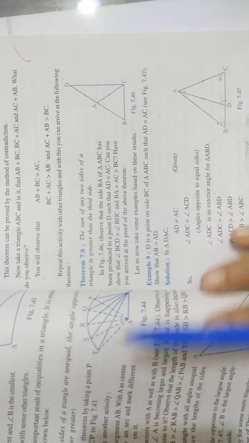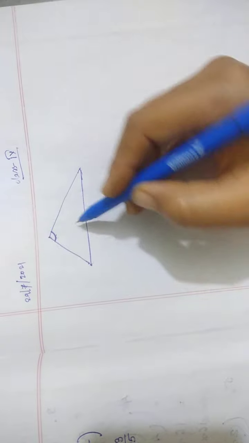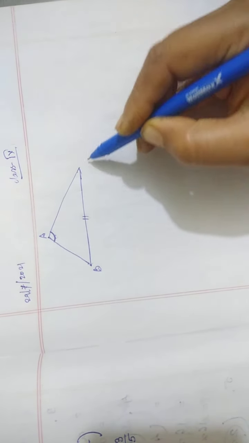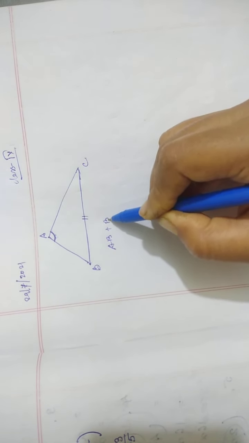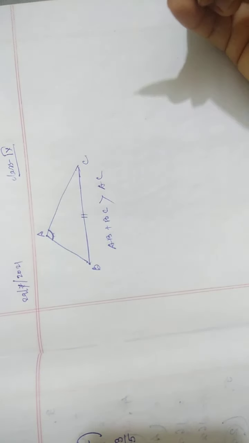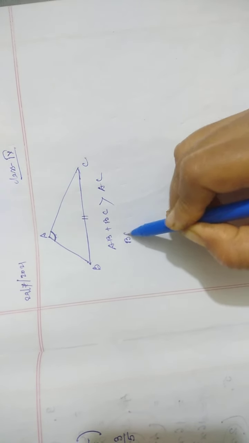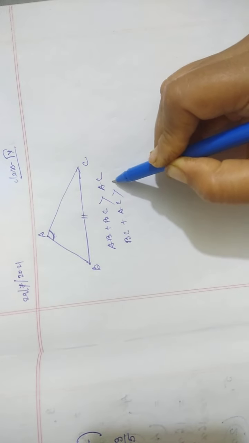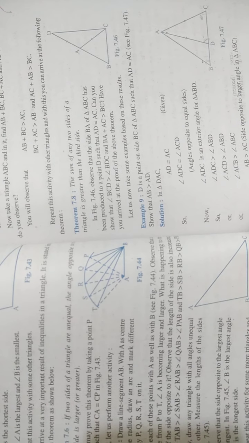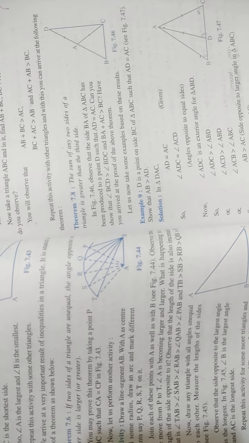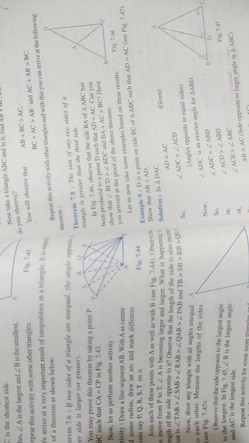Sum of any two sides. It may be any two sides. So according to this theorem, say if it is ABC, then AB plus BC is greater than AC. Okay? Or BC plus AC is greater than BA. So like that, if you add any two sides of a triangle, then those two sides will be greater than the third side. So these three theorems you have to apply in this part.